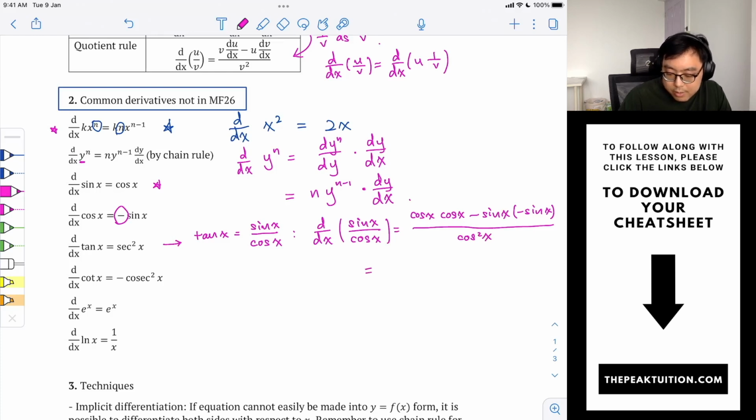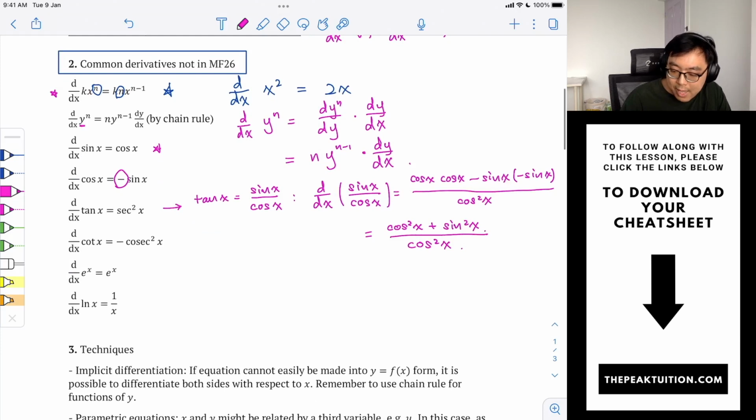The numerator is now cosine squared x plus sine squared x. It's plus because there are two minus signs, divided by cosine squared x. And we know by the trigo identity or Pythagoras theorem, whichever you remember it as, that cosine squared plus sine squared equals 1. And this is over cosine squared x. 1 over cosine squared, where 1 over cosine is secant, gives secant squared.